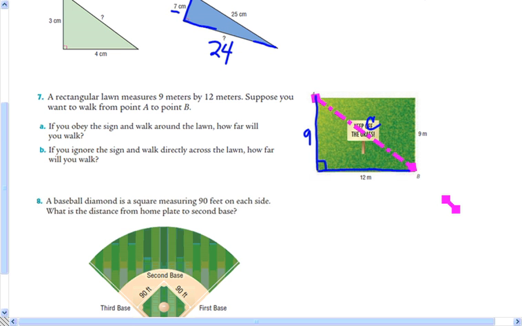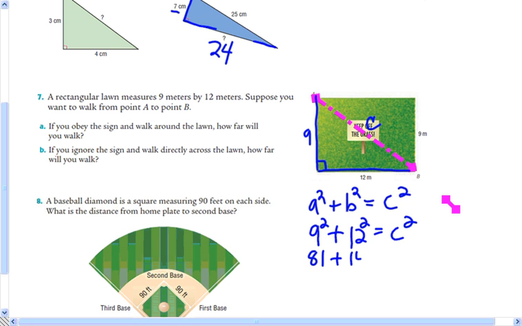So we have a squared plus b squared equals c squared again. And a is 9. We could substitute 9. You could actually put 12 for a too. That wouldn't matter. And then 12 goes there. And 9 squared is 81. 12 squared is 144. And 81 plus 144 is 225, I believe. And then we need to do the square root of 225 to get C, which is 15.